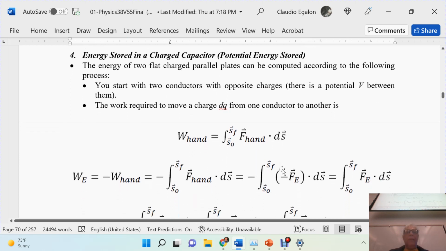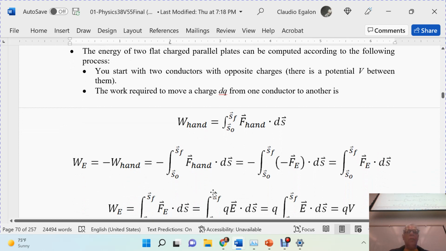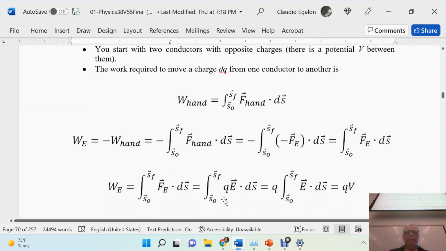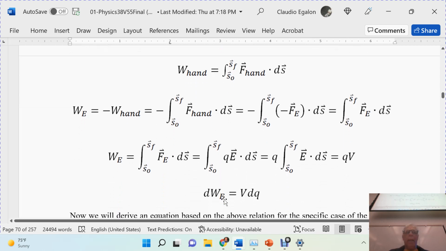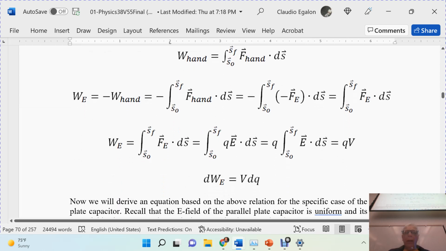And the electric potential energy is going to be minus this work done by the hand. So what we end up getting, remember that the electric force is going to be the amount of charge times the electric field.